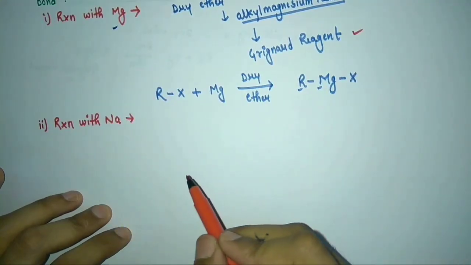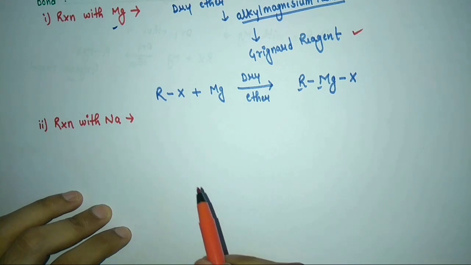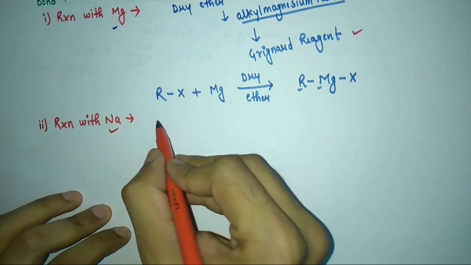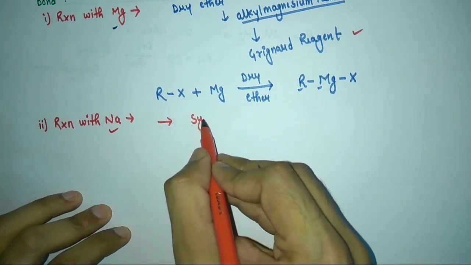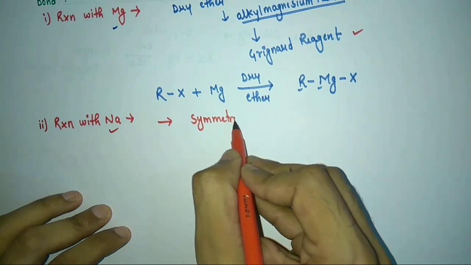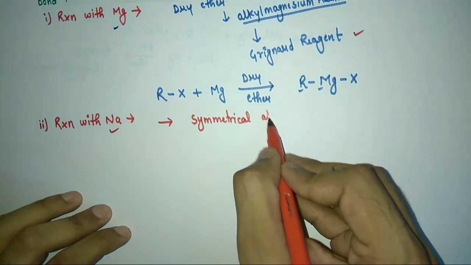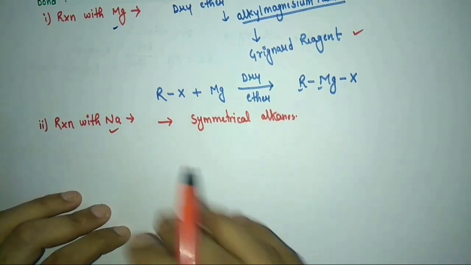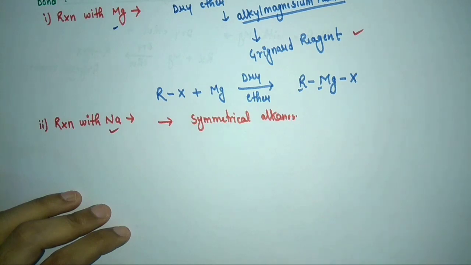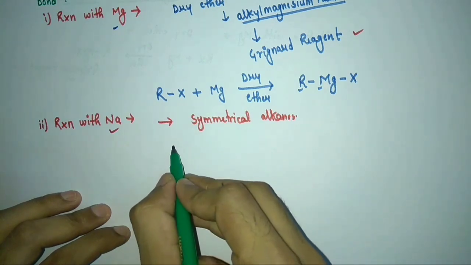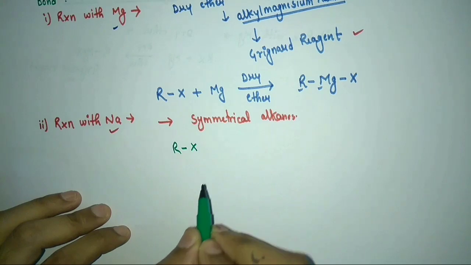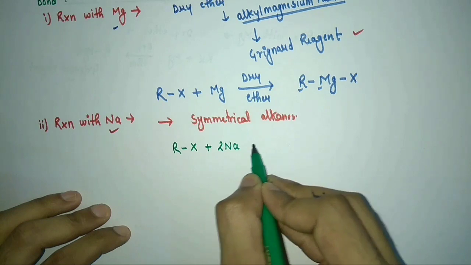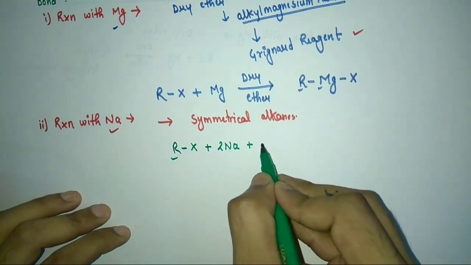Now the next is reaction with sodium metal. What will happen when alkyl halides react with sodium metal in the presence of dry ether? It will lead to the formation of symmetrical alkanes. The main point of this reaction is to just double the number of carbon atoms. I will explain how. Let's suppose this is any alkyl halide, RX. It reacts with 2 moles of sodium metal.